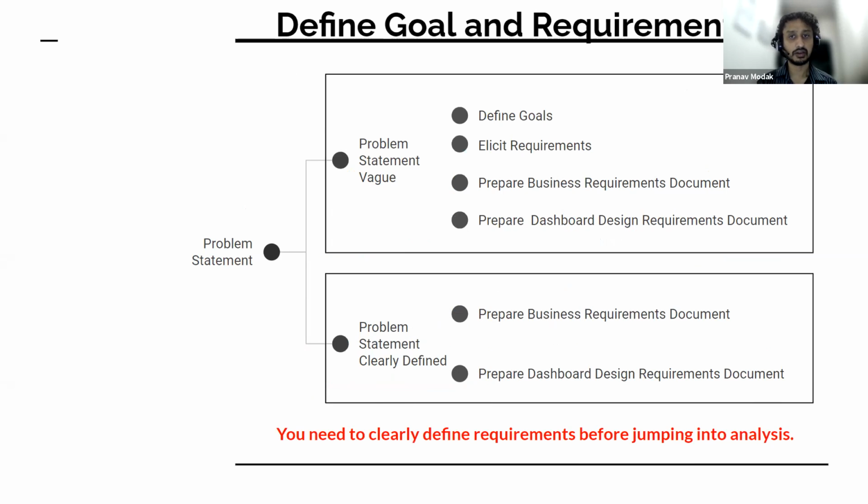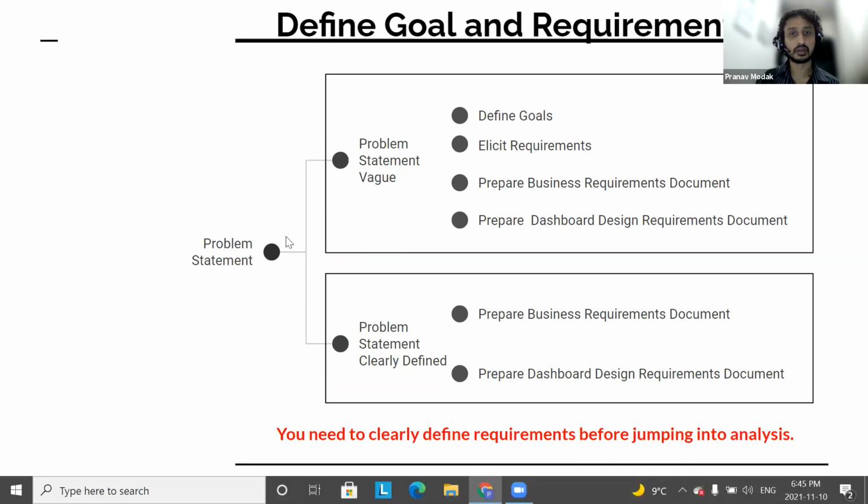When it comes to the problem statement, I think there may be two categories. The first one is the problem statement is vague. The sponsor is still not clear what he or she wants. So here you have to walk through the requirements. You have to guide the sponsor to define the requirements, elicit the requirements first, and then prepare a very formal business requirements document that the sponsor signs off on.